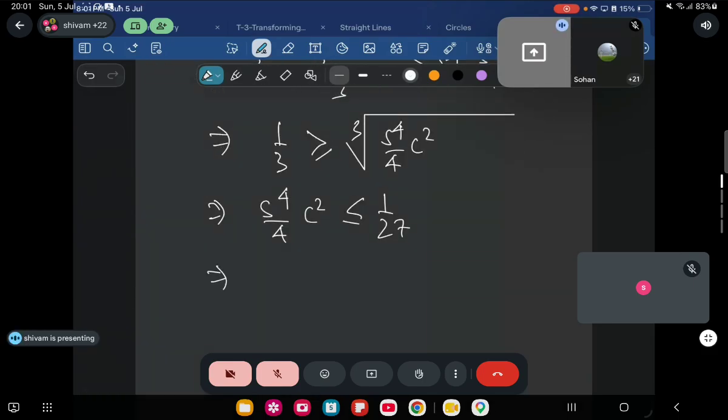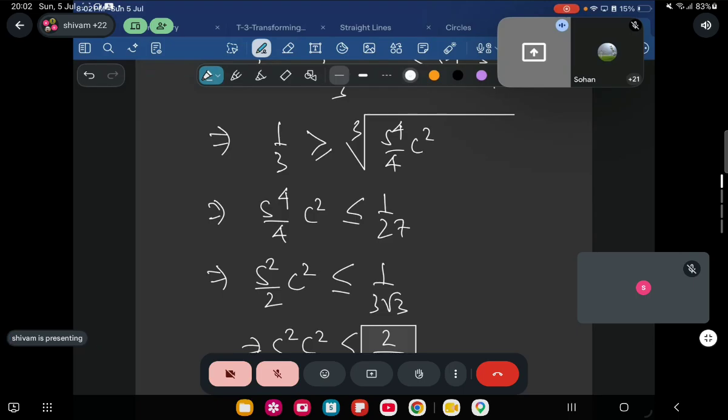So this implies sin square by 2 into cos square is less than or equal to 1 by 3 root 3. Taking 2 to the right hand side, we get the result: sin square cos is less than or equal to 2 by 3 root 3. This is the maximum value. Tell me, has everyone understood how to apply AM-GM? Yes, cos to the power 1, you are correct.